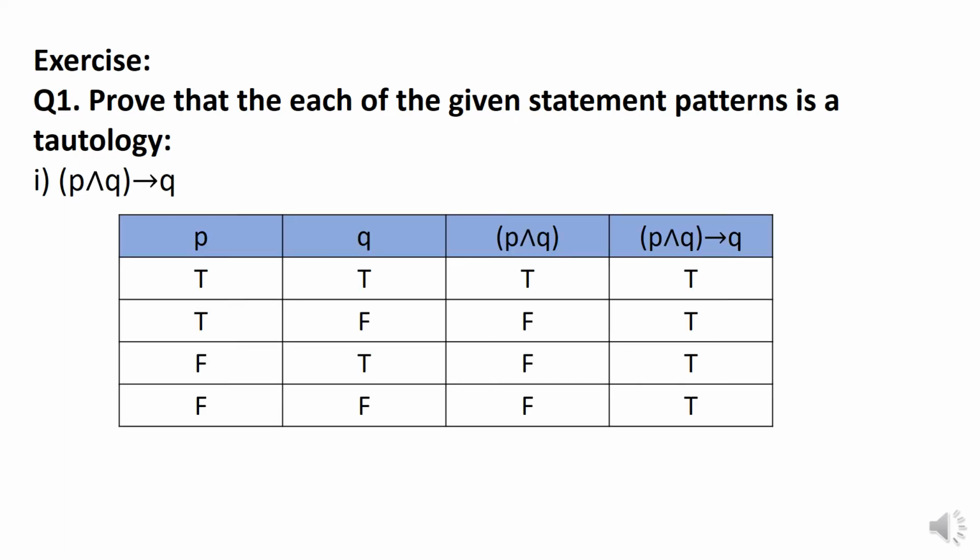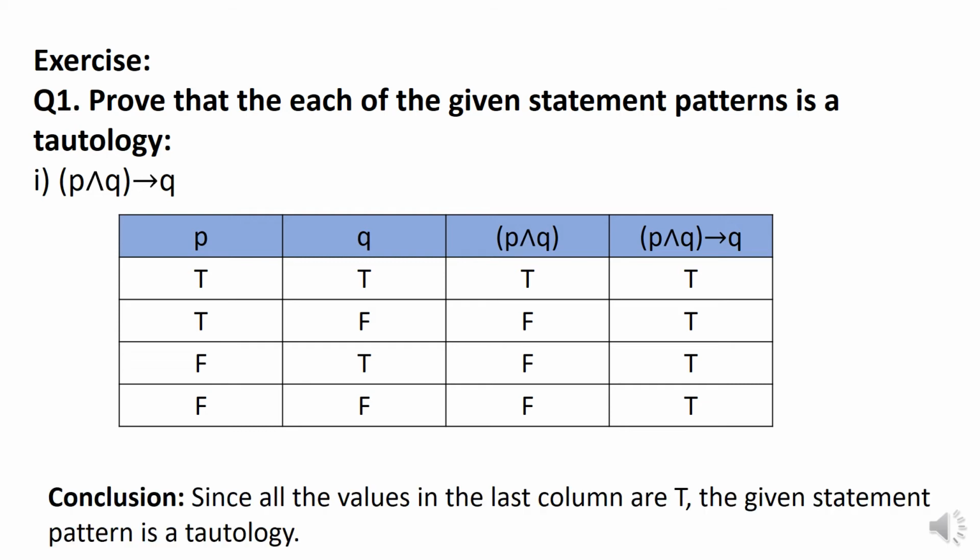You will see that in the last column, all the values are true. That means the statement pattern is a tautology. Now, if you just draw the truth table and do not conclude the sum, you would lose marks in the exam time. So conclusion is also important. The conclusion here: since all the values in the last column are T, the given statement pattern is a tautology.